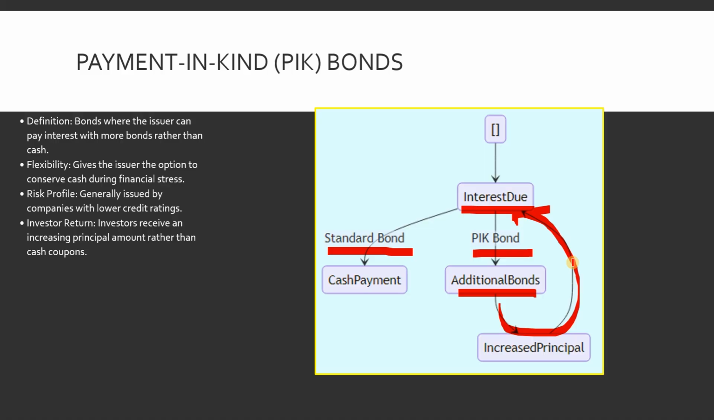Which then loops back to the next interest due cycle. And that loop visualizes how the debt burden grows over time without cash changing hands.